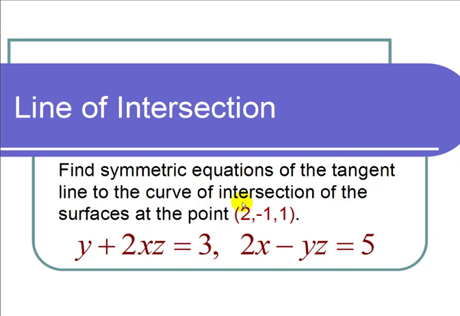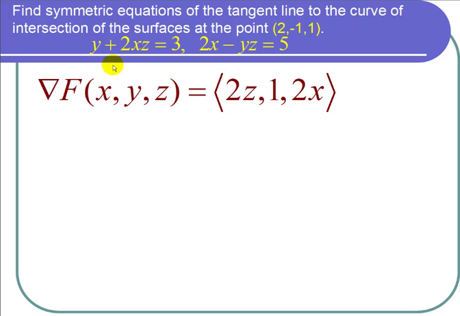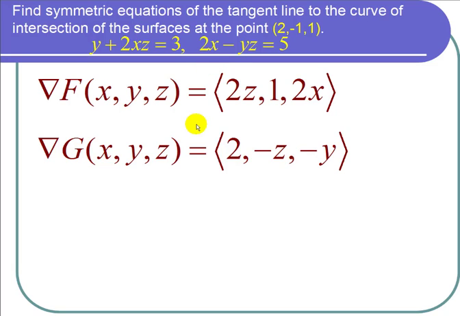So let's start out by finding the gradient of the two surfaces, because the gradient will always be parallel to the normal vector. So I find the gradient of the first surface. The partial derivative with respect to x is 2z. The partial derivative with respect to y is 1. And the partial derivative with respect to z is 2x. For the second surface, I get the gradient vector is <2, -z, -y>.